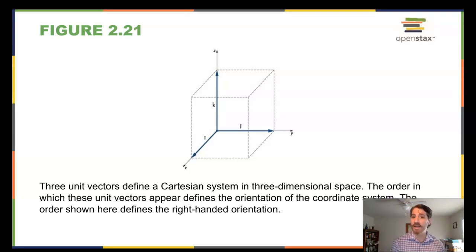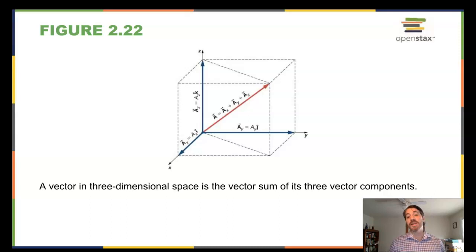X hat and i hat are just different ways of saying the same unit vector, which really means in the x direction. That's what it represents. And then j hat means the same thing as y hat. Z hat means the same thing as k hat. And so any given vector in three-dimensional space can be reported as the components in the x and y and z directions.